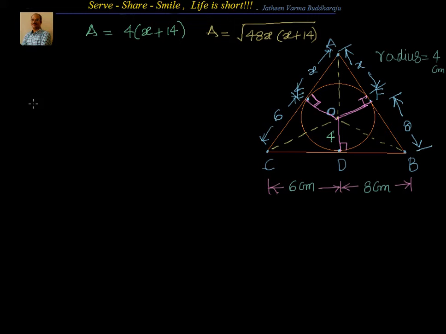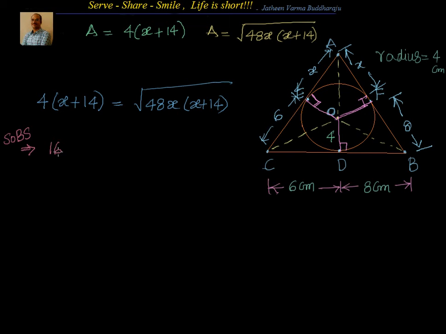Whatever we obtain for the triangle ABC, we have 4 into x plus 14 is equal to square root of 48x into x plus 14. Now simplify that. Since we have a square root, we'll do squaring on both sides. That will give me 16 into (x plus 14) whole square is equal to, the square root and square will cancel out, 48x into x plus 14.